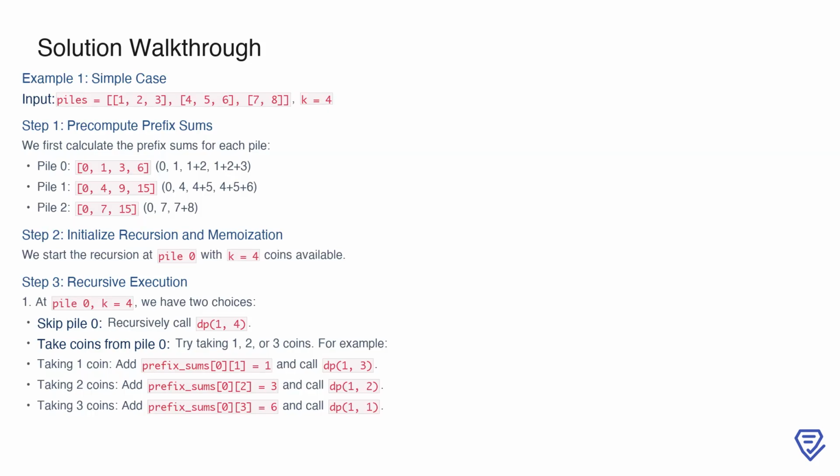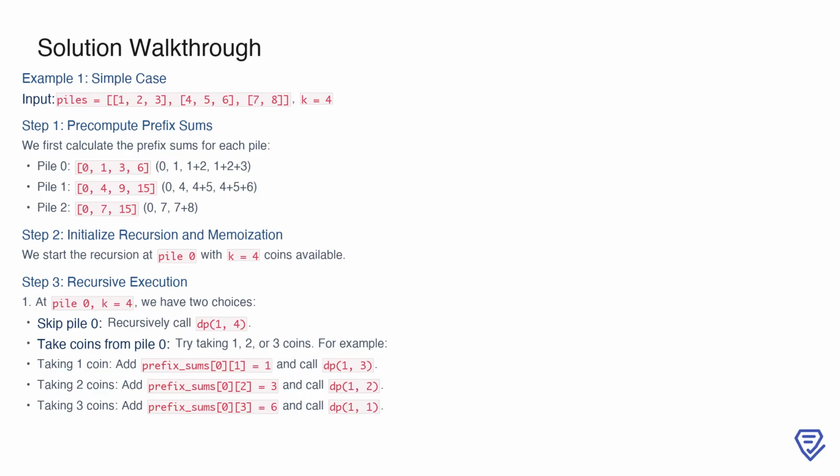In this example, we are given 3 piles of coins and need to select up to 4 coins in total to maximize their value. The first step is to pre-compute the prefix sums for each pile. These prefix sums allow us to quickly calculate the sum of coins if we choose to take a certain number from any pile. For instance, in the first pile, taking 1 coin gives a sum of 1, taking 2 coins gives a sum of 3, and so on.